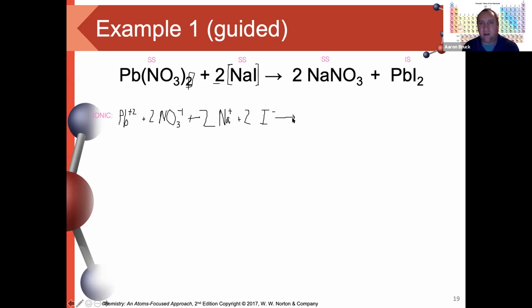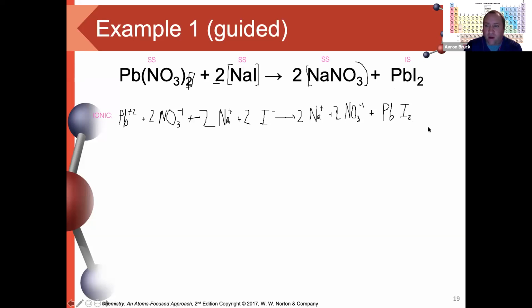And on the other side, again, I've got 2 sodium ions and 2 nitrate ions. And so that covers all of my solubles. Lead two iodide here is insoluble, so I leave it in its molecular form. Just like that.